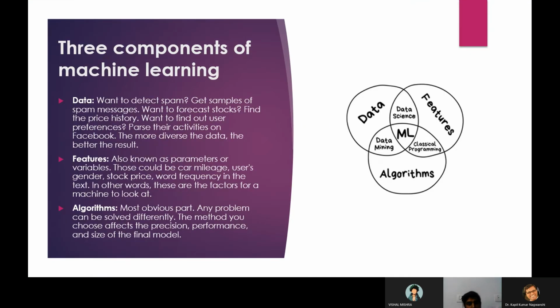So there are three components of machine learning: data, features, and algorithms. Data is the most important part. The more diverse the data, the better the results. Features are also known as parameters or variables. This could be car, mileage, users, whatever. These are the factors which a machine learning model looks at. Algorithms are also an important part: the method you choose affects the precision, performance, and the size of the final model.